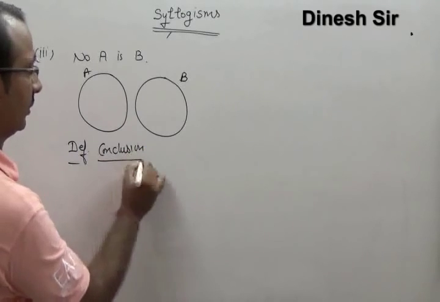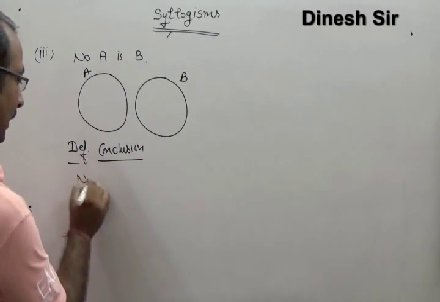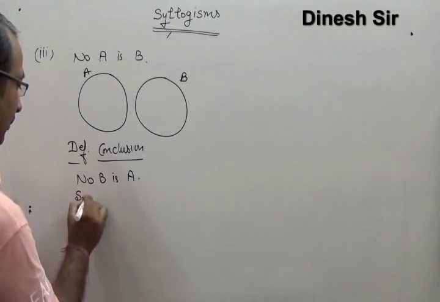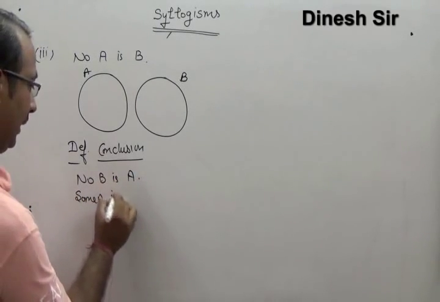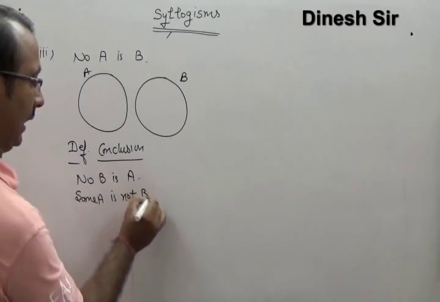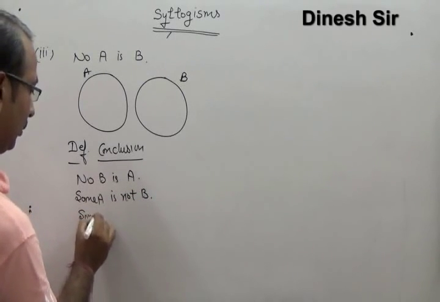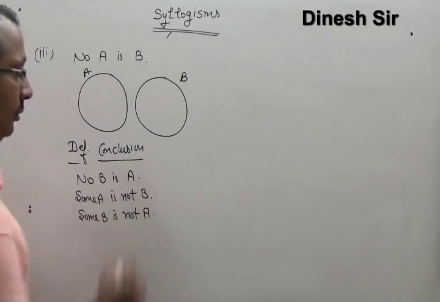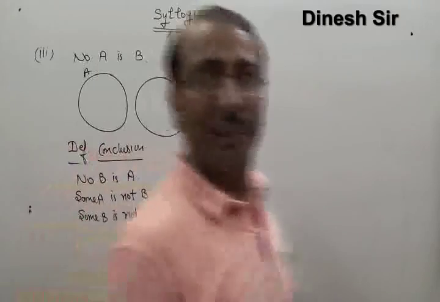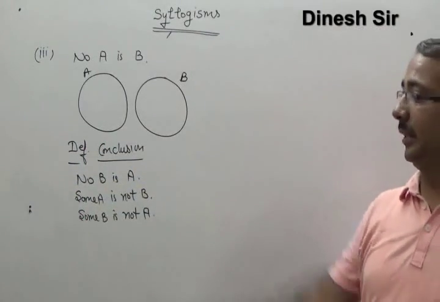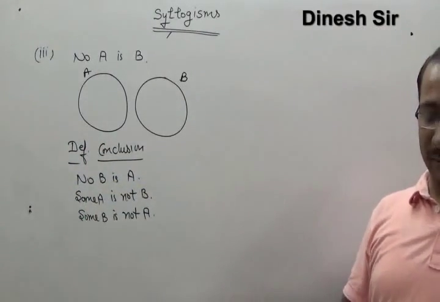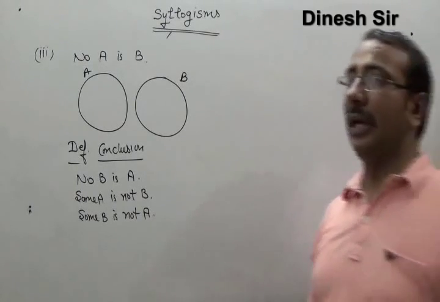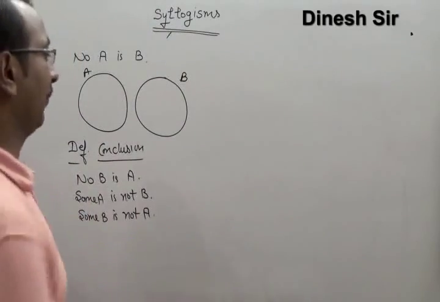The first definite conclusion I can say is no B is A. Then I can say some A is not B. As well as I can say some B is not A. This conclusion I can also definitely draw out of it. When we have no A is B, these three conclusions are there which will always be right. I hope it's clear. Similarly, we have some conclusions which will always be false.